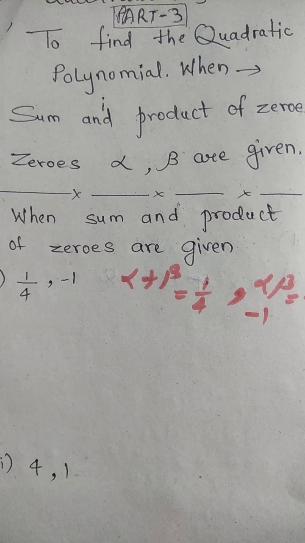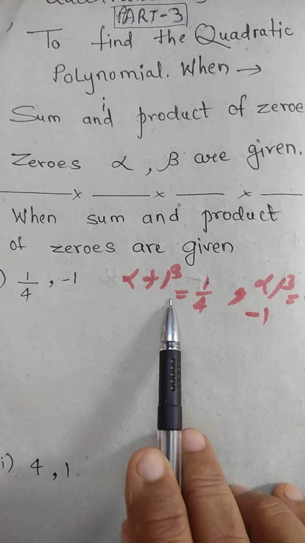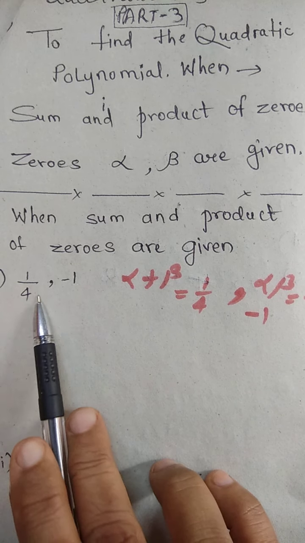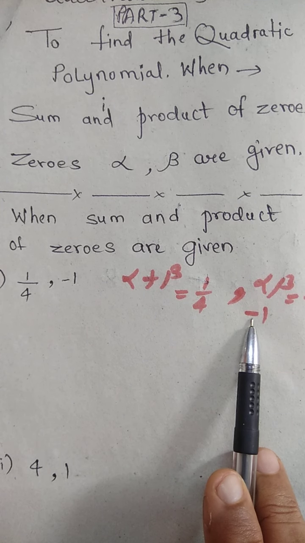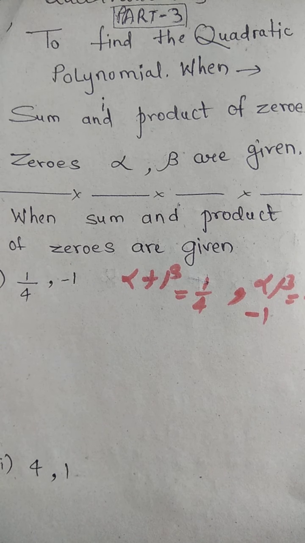This video is part 3 of the video made on quadratic polynomial. In this video, I will teach you how to find the quadratic polynomial or the quadratic equation when sum and product of zeros are given and when zeros itself are given. So the first topic is when sum and product of zeros are given. Means sum of zeros, alpha plus beta, is given as 1 by 4 and alpha into beta is given as minus 1. In this case, how to find the quadratic equation?